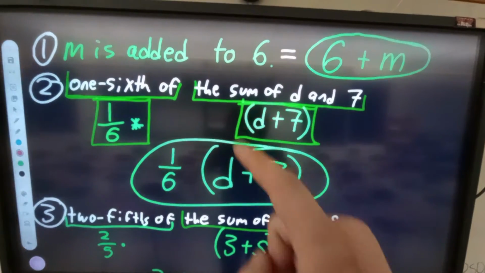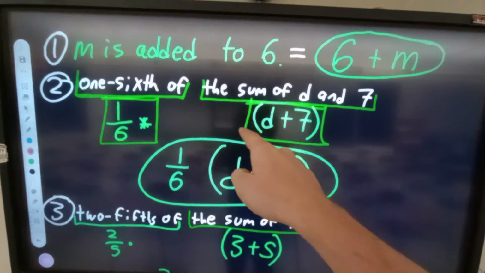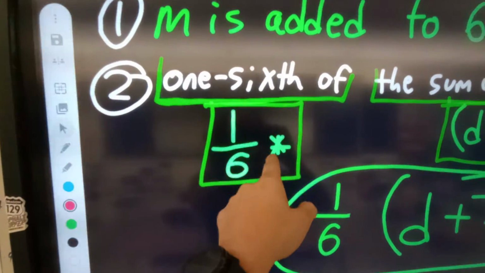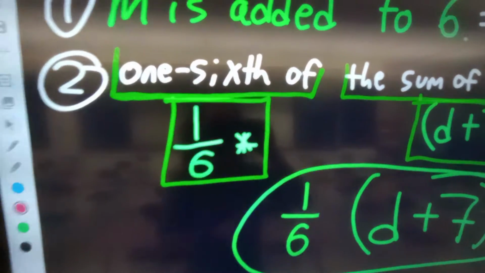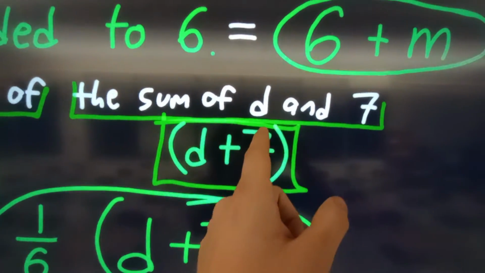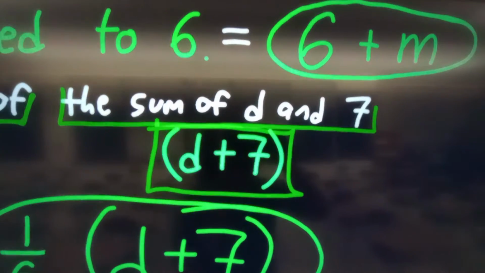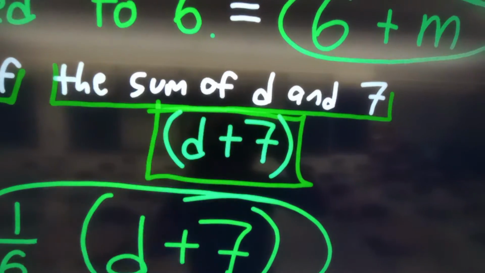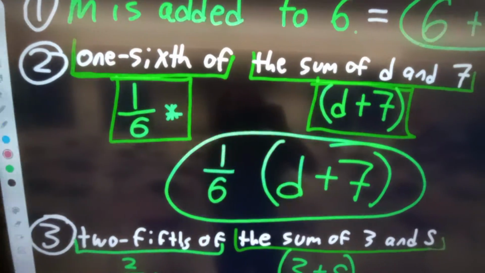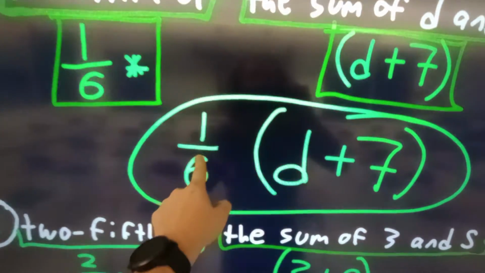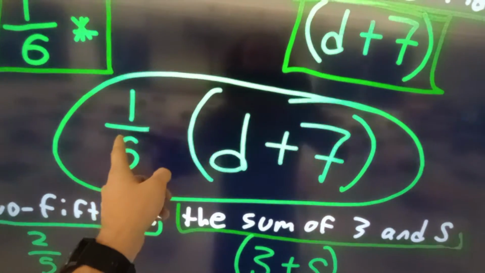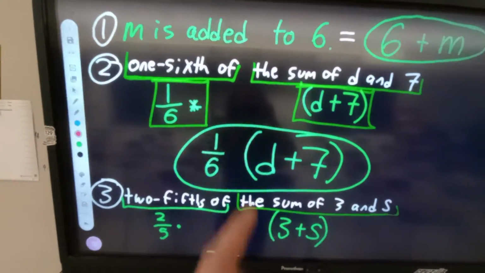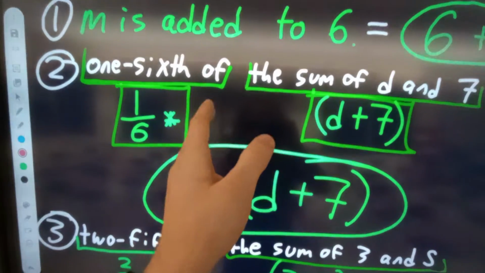The second one, if you remember our notes from above, we have 1/6 of. Now, 1/6 of, this would be 1/6 times, okay? That's what this would be. And then on this part, we have the sum of d and 7. So the sum of d and 7, we've got d plus 7 in parentheses because it says the word sum. Then we just have to figure out, does it make more sense for the 1/6 to go in front, or does it make more sense for it to go at the back? And this setup is what we're looking for. We're looking for the 1/6 to go in front.